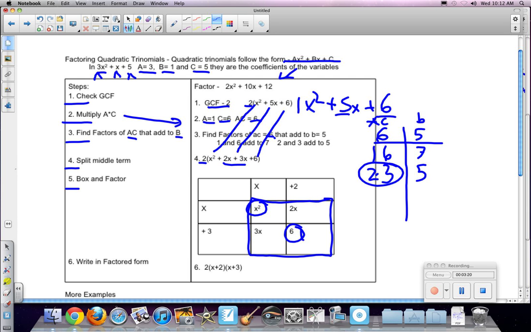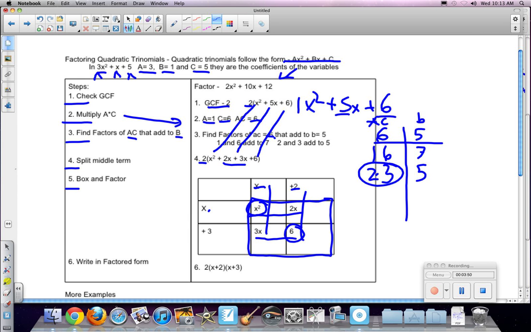Let's look here first. Common factor between 6 and 2x is 2. Okay? Common factor between 3x and x squared is x, looking at it this way. Common factor between x squared and 2x is x. Common factor between 3x and 6 is plus 3. So then I can write it in factored form.